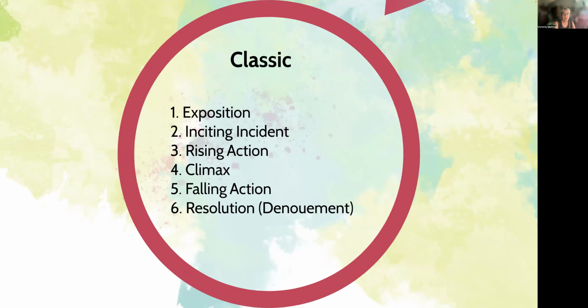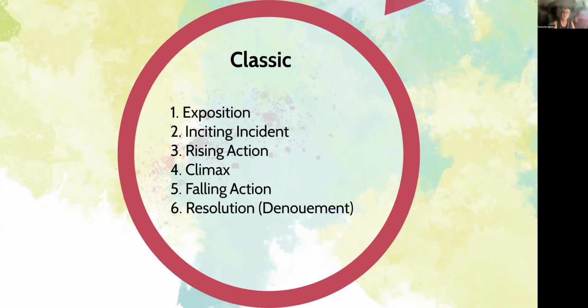The classic plot structure, Aristotelian or well-made play, follows the basic structure often attributed to Aristotle. It starts with exposition. This is the introduction of characters, setting, and background information. We then move to the inciting incident. This is the moment that sets the plot in motion. Rising action is next, a series of complications or conflicts that build tension.